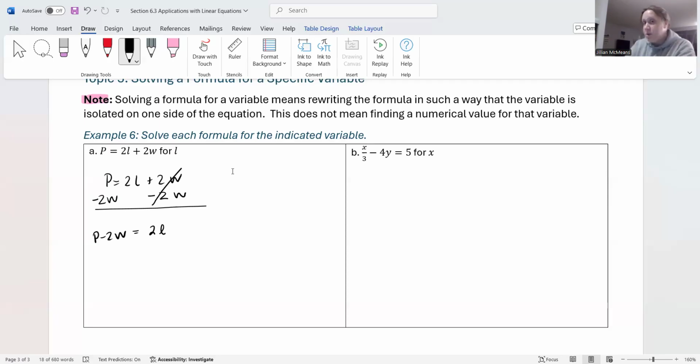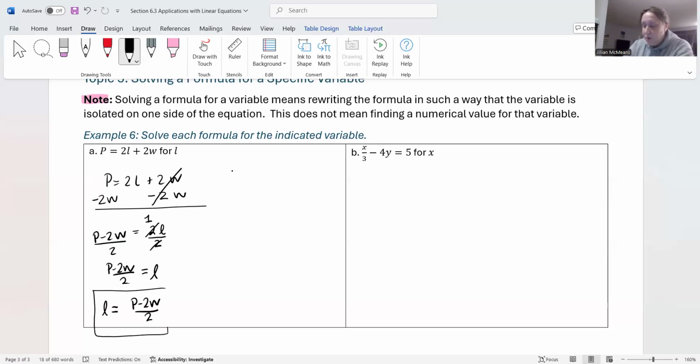That means we need to undo the multiplication of 2 and L. So I would divide both sides by 2, and I'll show you two ways you can handle this. For now, we're just going to divide both sides by 2. On the right, 2 divided by 2 is 1. 1 times L is L. And on the left, we're just going to leave it as P minus 2W over 2. That would be a perfectly acceptable answer. You would typically write the L first, so we want the L on the left, and then it equals P minus 2W over 2.